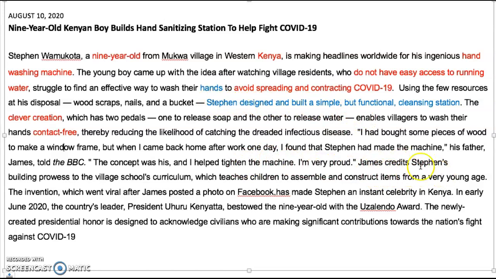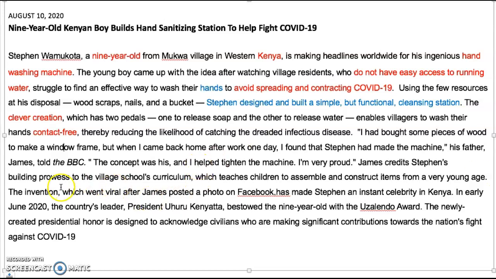James credits Stefan's building prowess to the village school's curriculum, which teaches children to assemble and construct items from a very young age. Okay, definitely interesting, definitely part of the backstory, like how did Stefan learn how to do this? It's definitely an interesting detail, but it's not really important to the main idea, which is just that he built this cleansing station to serve a purpose, okay? Because the summary needs to be short and complete. And so this is kind of a side detail that I think right now does not need to be included.